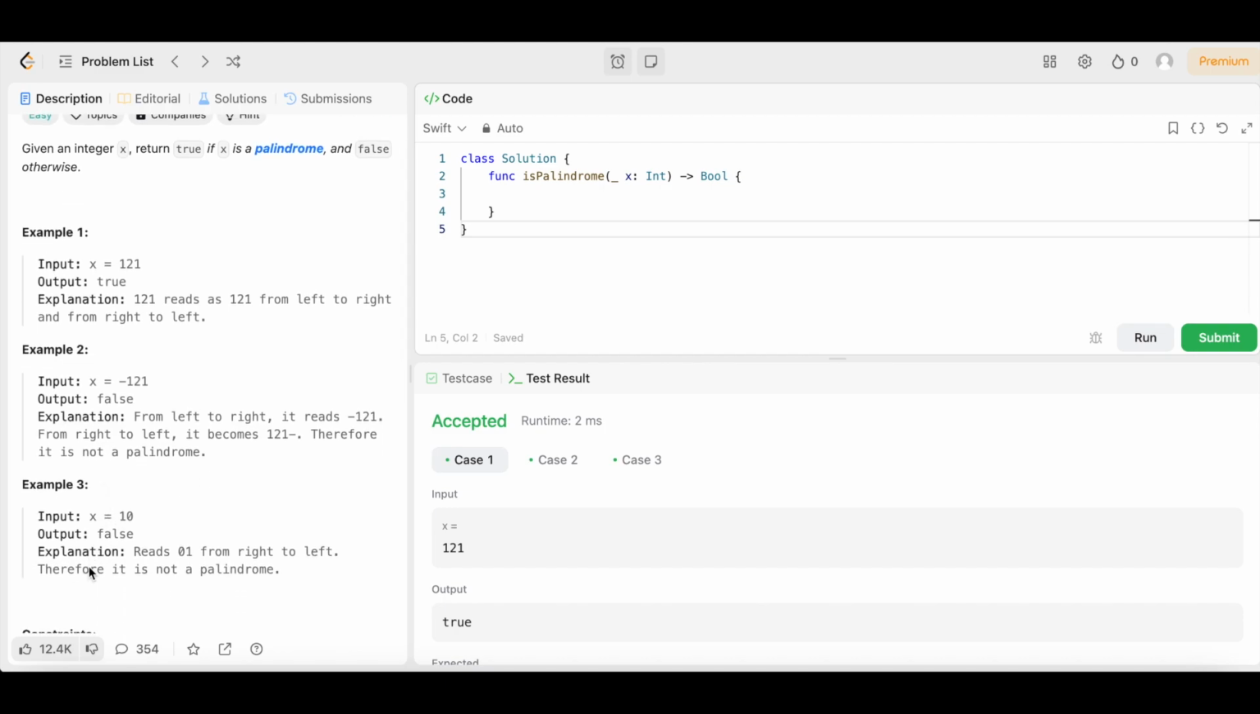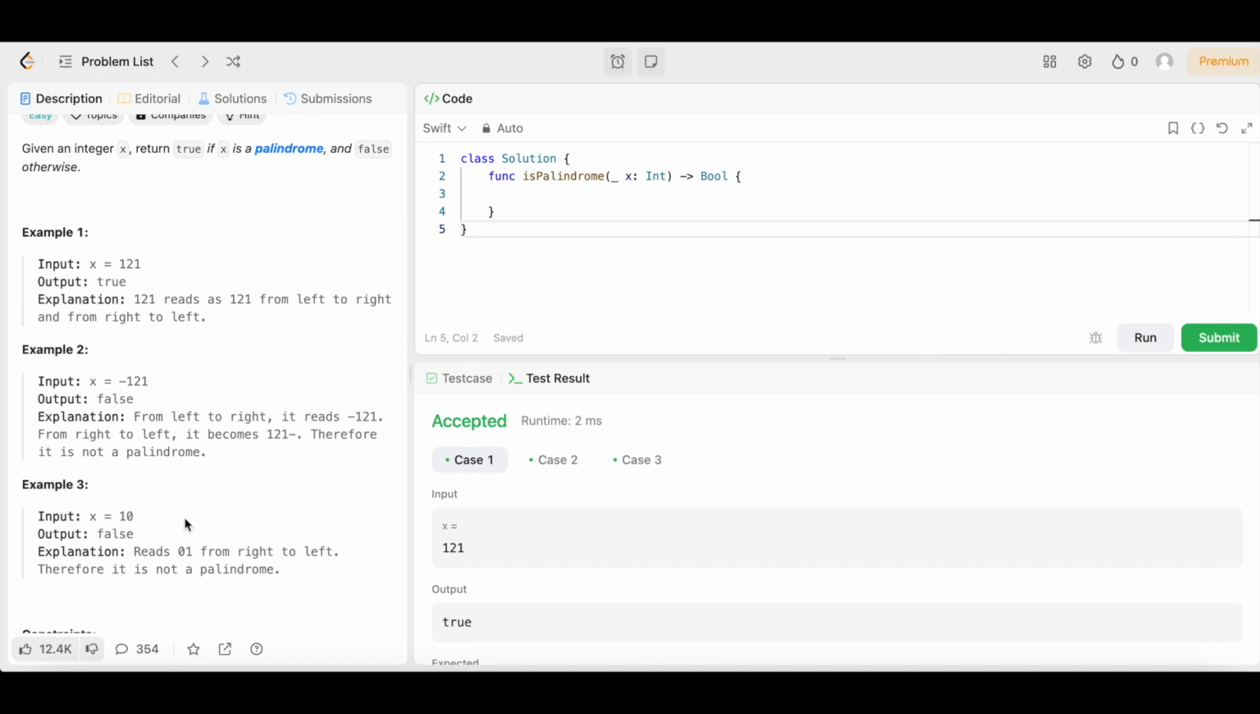Same with example 3. X equals 10. That's going to return false because it's going to read 10, but when you switch it and read it backwards, it's going to read 01. Now, if you put another 1 in, X equals 101, that would be a palindrome because 101 is read the same forwards and backwards.